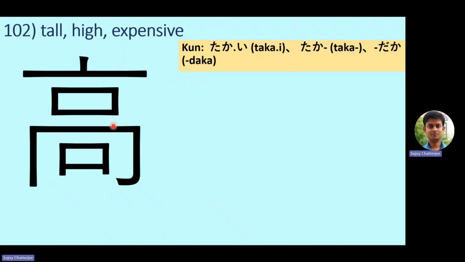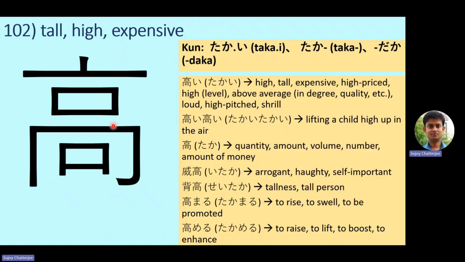Next is this symbol, another very commonly used kanji, and this also we have come across in our lesson on adjectives. So this means high, tall, or even it can mean expensive. So takai, if you remember, takai was the adjective that we used for this symbol. So the kunyomi reading is takai, taka, daka, and the... Before we go into the onyomi readings, let's take a look at some of the words using this kanji.